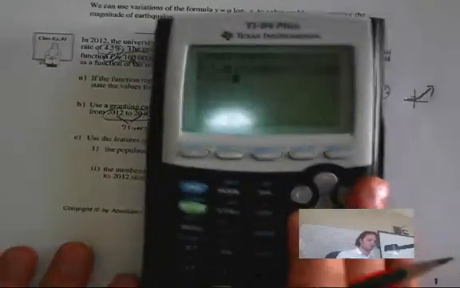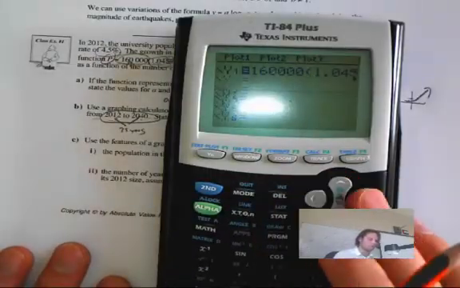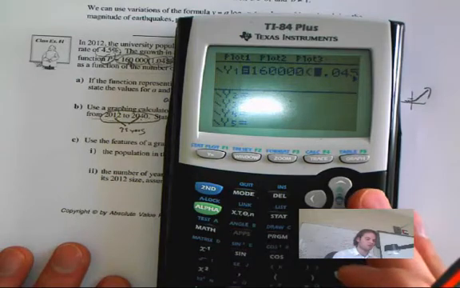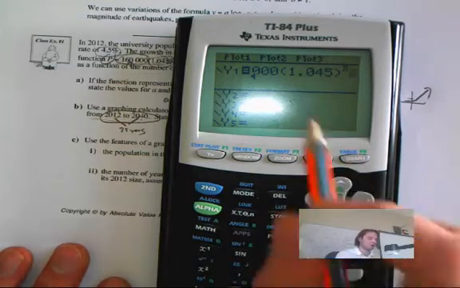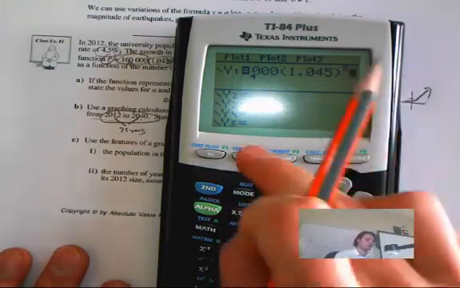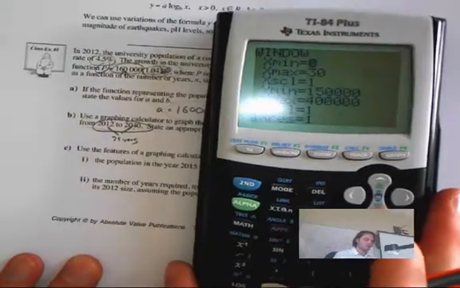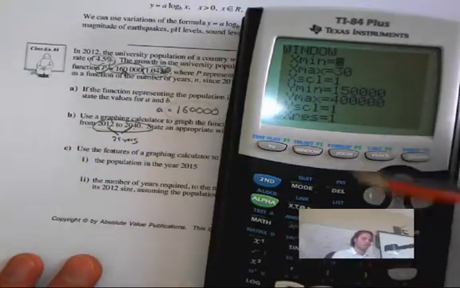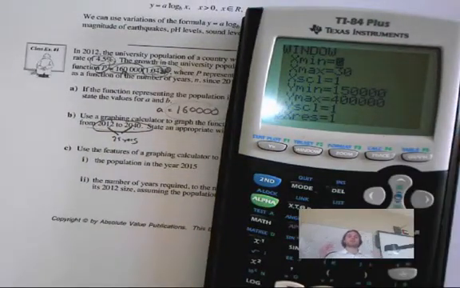So first, I'm going to put this in my graphing calculator. So here's my formula. It's already punched in right there. If you notice how I put it, I said y is equal to all of this to the power of x. Okay? So 160,000 times 1.045 to the power of x. Then I did my window. Here's how I did my window. I have my x min is 0 because at 0 years is 2012. That is when we start.